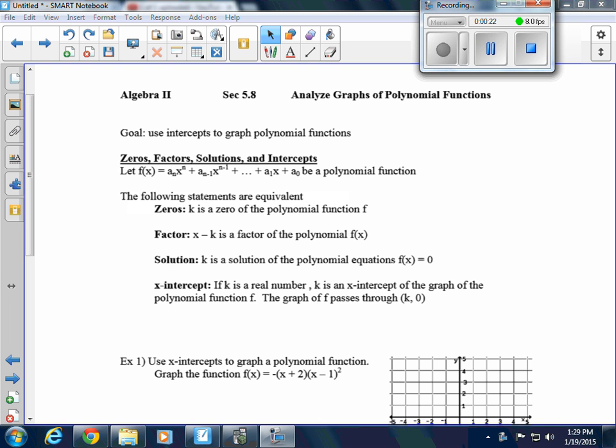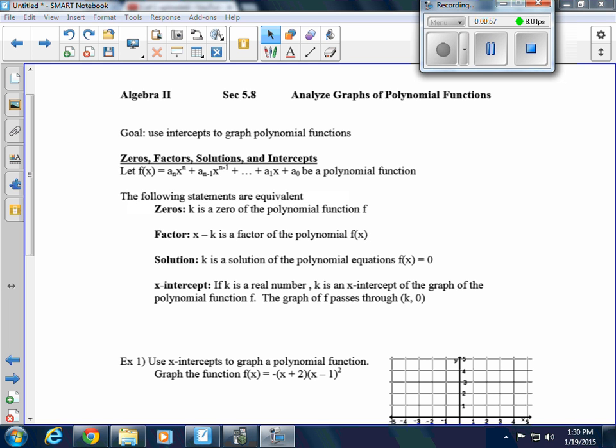So if we take a polynomial function in standard form, the following statements are equivalent. It says k is a zero of a polynomial function. If k is a zero, that also means that it is a solution, just like the third statement there: k is a solution to the polynomial equation. If we're looking at the graph, that means it's an x-intercept of the polynomial function, and it crosses at whatever your value is. So the zero, solution, and the intercepts are all really the exact same thing.